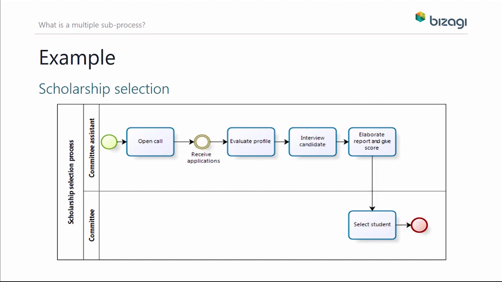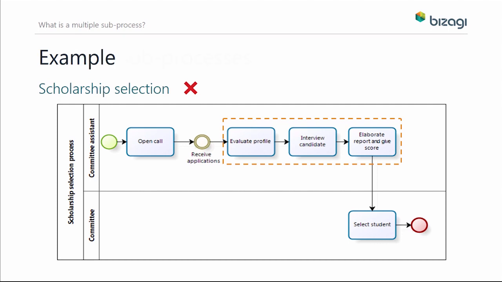Is this correct? No. The activities related to each applicant's evaluation should be performed as many times as the number of applications received, in parallel and independently. This model does not represent this situation and should be modified.